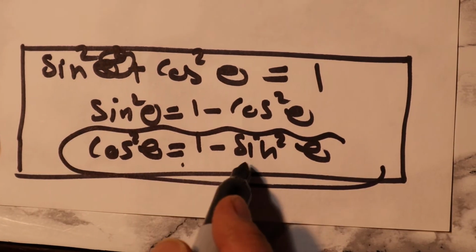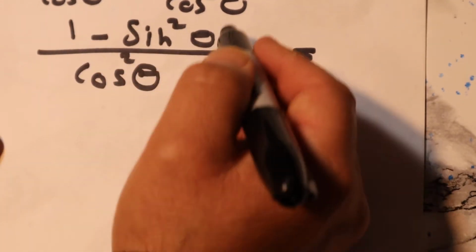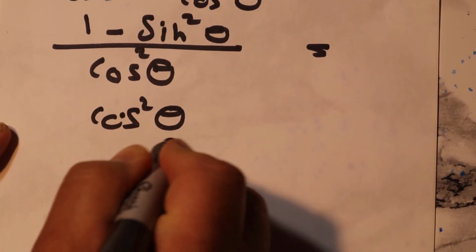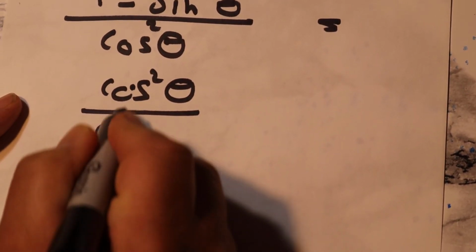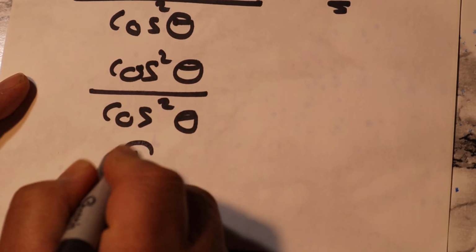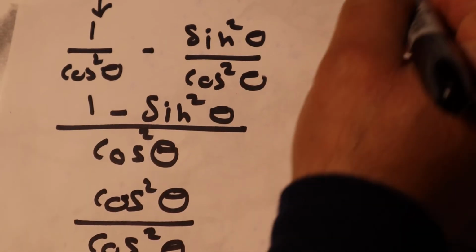We use 1 minus sine square equals cosine square. Replace 1 minus sine square with cosine square, so it will be cosine square divided by cosine square, and it equals 1. So left side is 1 and right side is 1.